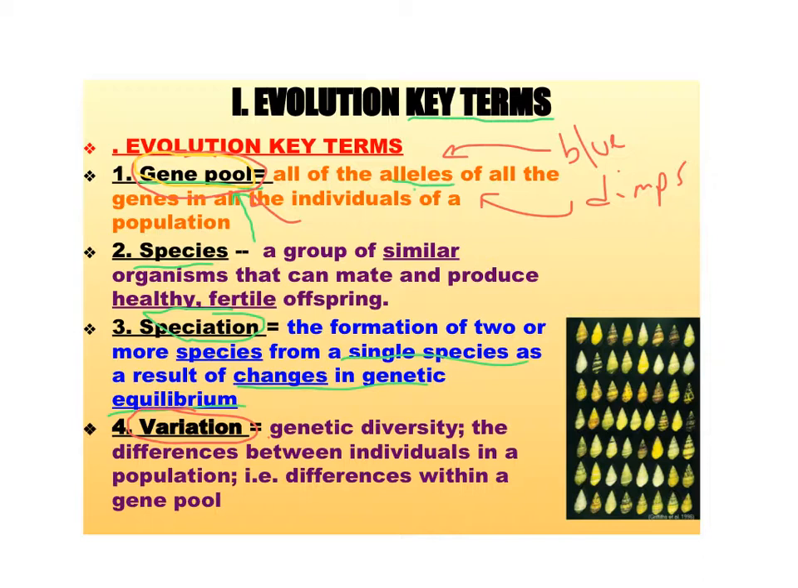And the last key term on this page is variation. And that is just genetic diversity. No matter what the species is, humans, dolphins, monkeys, bacteria, everything, nothing is exactly the same. There's diversity. There's variation amongst the traits and the genes. There's differences within the gene pool in a population of organisms.